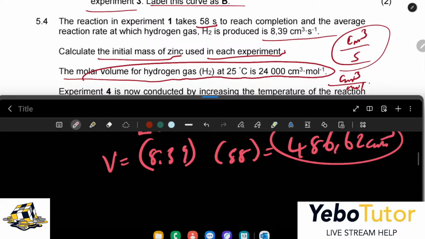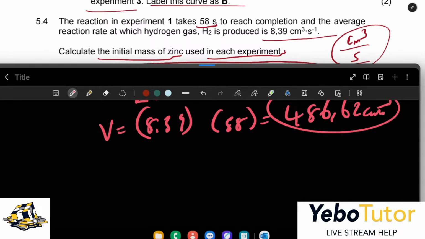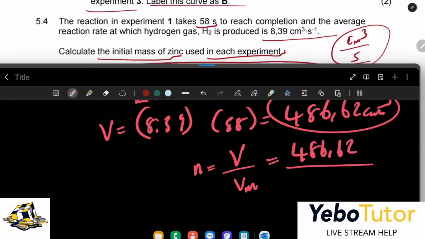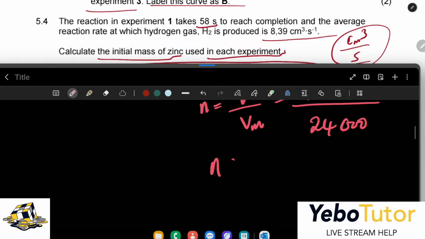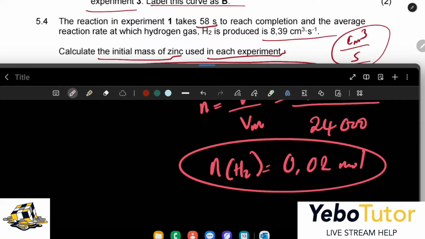At STP 25 degrees Celsius, the number of moles n is equal to V over Vm. Our volume we have calculated to be 486,62, and we divide that by the 24,000 which we are given. Then the number of moles for H2 is 0,02 mol when you divide that. Now that we have that, we can at least know how much we have.